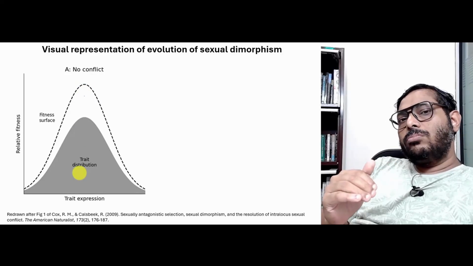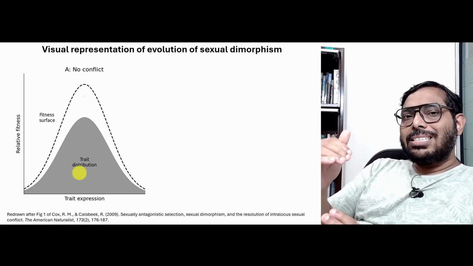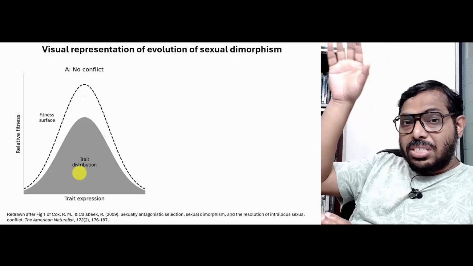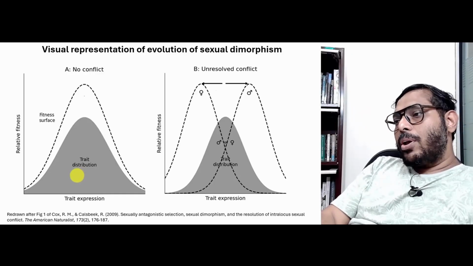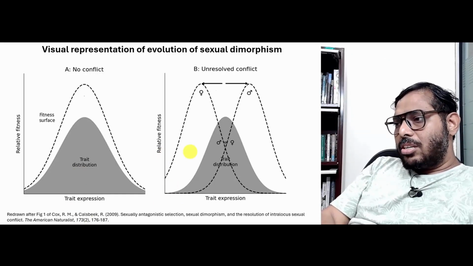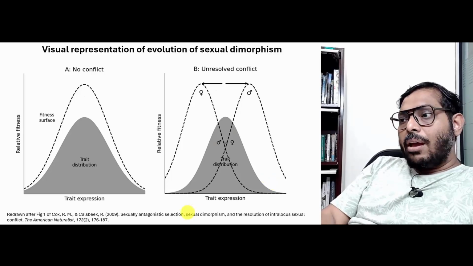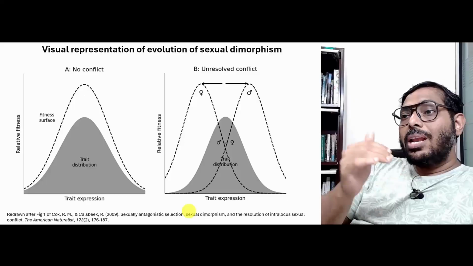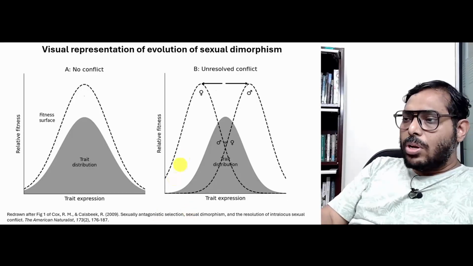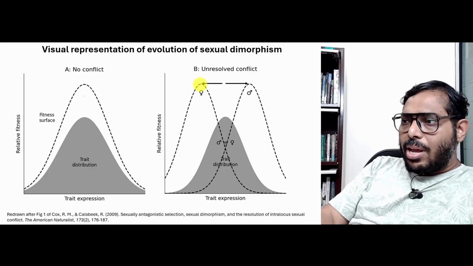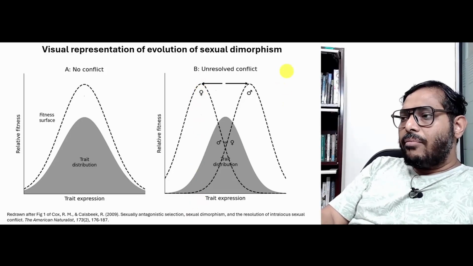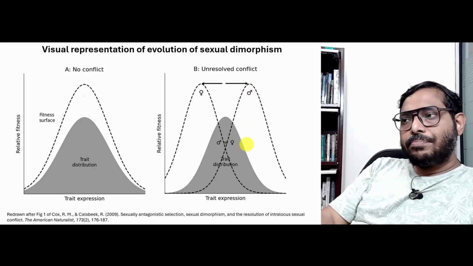Now, assume that there is some change that has happened in the population, whatever that change might be, some mutation or some change in the environment, and because of that the trait distribution still remains the same, but the fitness surface, the fitness distribution for the male and the female have now changed. So, now the female has a fitness maxima over here, whereas the male has a fitness maxima over here, right.